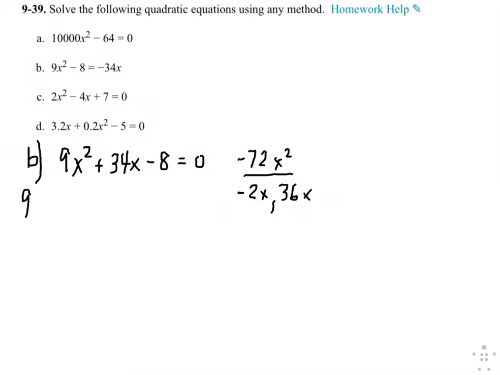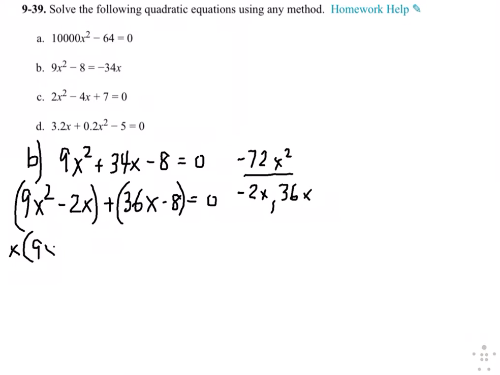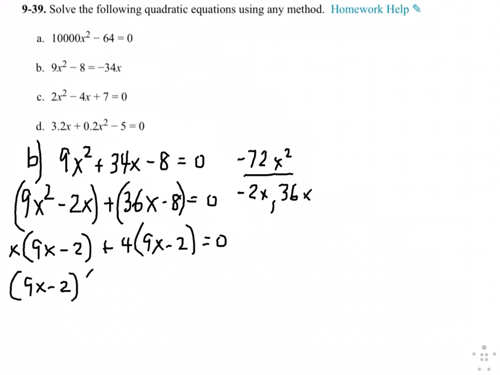So now the middle term we decompose, right? We make it minus 2x and then plus 36x, right? And then we put our parentheses, we group, right? And out of the first two terms, I can only factor an x out, and I'm left with 9x minus 2. Out of the second one, I can factor a 4 out, and I'm left with 9x minus 2. And now I factor the 9x minus 2 out, and I'm left with x plus 4, right?